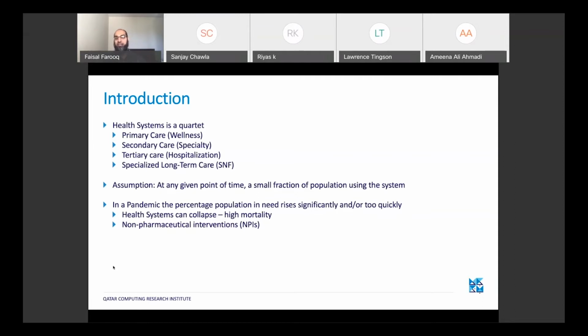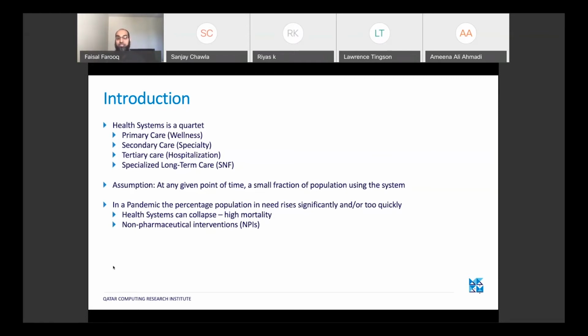The primary care, where it's more on wellness and the first contact with physicians. And there's secondary care, where referrals happen, specialty care like cardiology or orthopedics and whatnot. Then there's acute care, for hospitalizations, that's our tertiary care facilities, and then long-term facilities like nursing homes and skilled nursing facilities and whatnot. And the assumption is that at any given point of time, only a small fraction of the population uses this entire quartet.